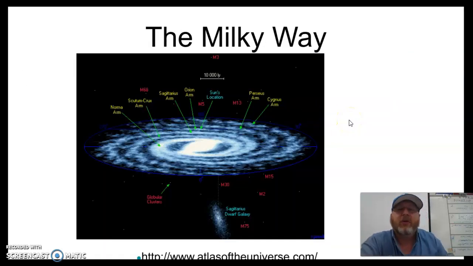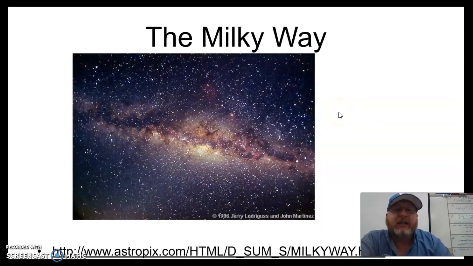Here is another picture of the Milky Way galaxy with several known stars in it. You can take a look at that. And here is a picture of the Milky Way galaxy taken from a telescope back in 1986, looking towards the center of the galaxy. You can see how it's a lot thicker and brighter with stars, and that's because the telescope is looking into the center of the galaxy.